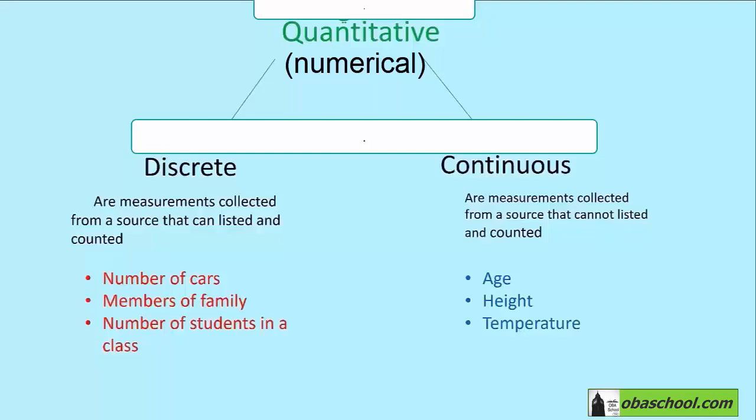It may vary from 10 to 20 to 30 to even 40 degrees depending on the season and on the time. So that's basically the main difference between discrete and continuous. It basically depends on whether it changes with time or not.